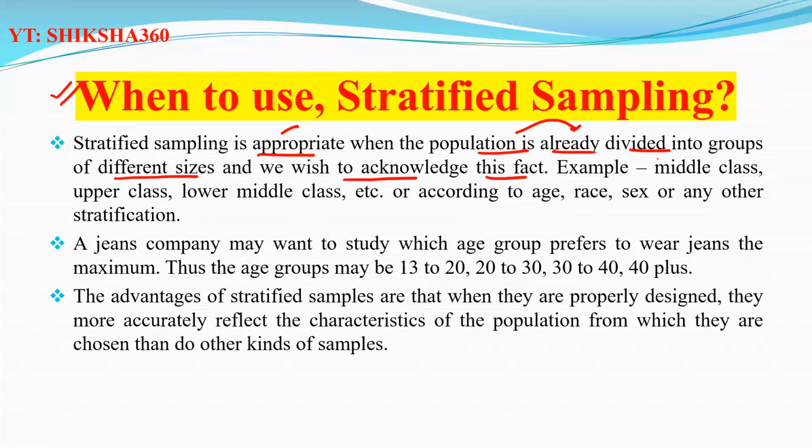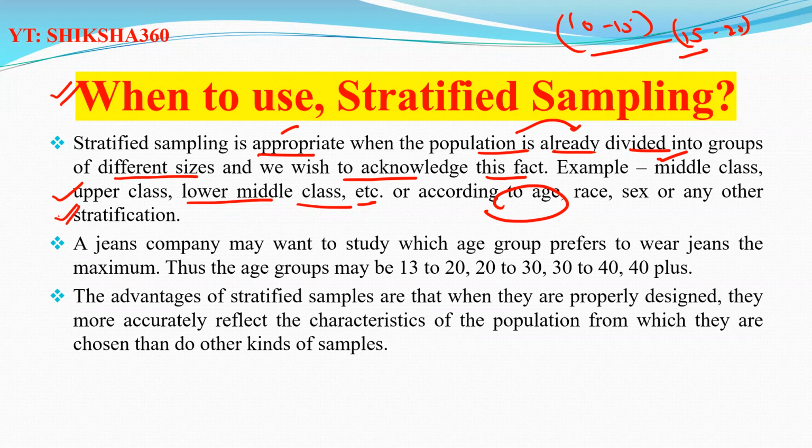Example: middle class in one group, upper class in one group, or lower middle class in one group. Or according to age, we can say 10 to 15 years in one age group, 15 to 20 in another age group. Or according to race, sex, or any other stratification.